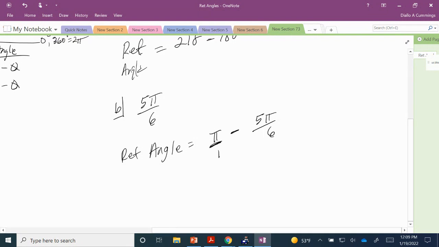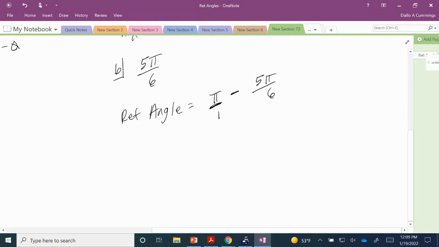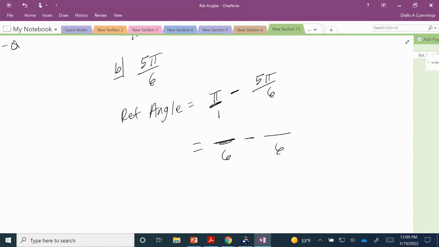So I'm going to write pi as pi over 1, right? Now, whenever you subtract fractions, you must have a common denominator. So the common denominator between 1 and 6 is 6. Now I want to make equivalent fractions. So if I look at my first fraction, the denominator was multiplied by 6 to get the common denominator, so I must multiply the top by 6. Pi times 6 is 6 pi. That second fraction will remain the same.